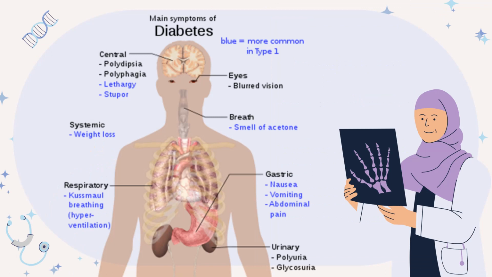In this diagram, clinical manifestations of diabetes mellitus are shown. Those which are mentioned in blue are more common in type 1, whereas the rest are found in both types. Symptoms which occur due to CNS involvement are polyuria, polydipsia, and stupor. Systemic manifestations include respiratory problems such as hyperventilation and Kussmaul breathing. Other manifestations include visual defects, acetone breath, abdominal pain, etc.